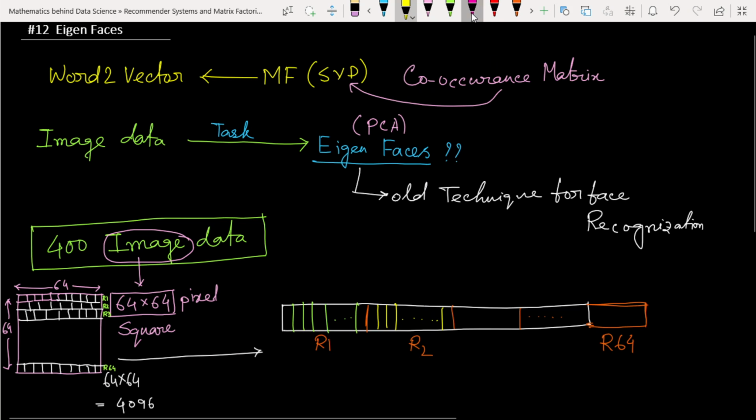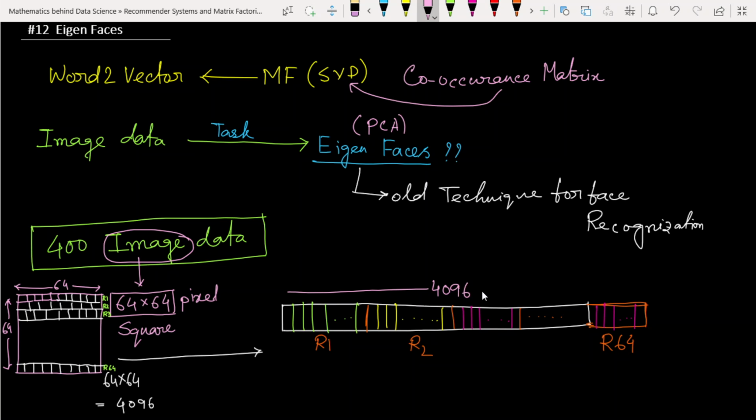Here also they have 64 columns. Okay, so how many columns in total do we have? 64 into 64. So the dimension of this vector is 4096. The size of this vector is 4096. I think you got the idea of how this image vector has been constructed.